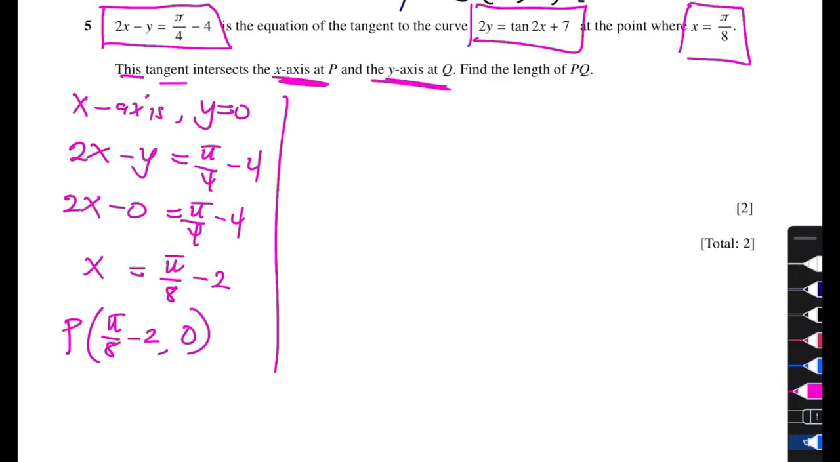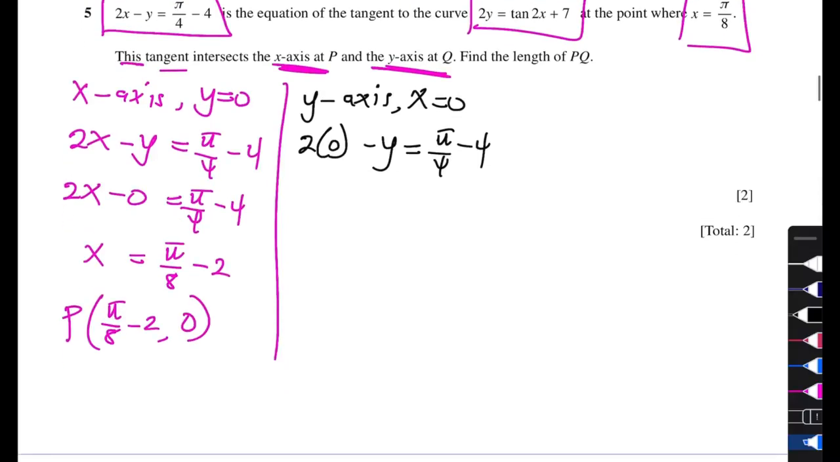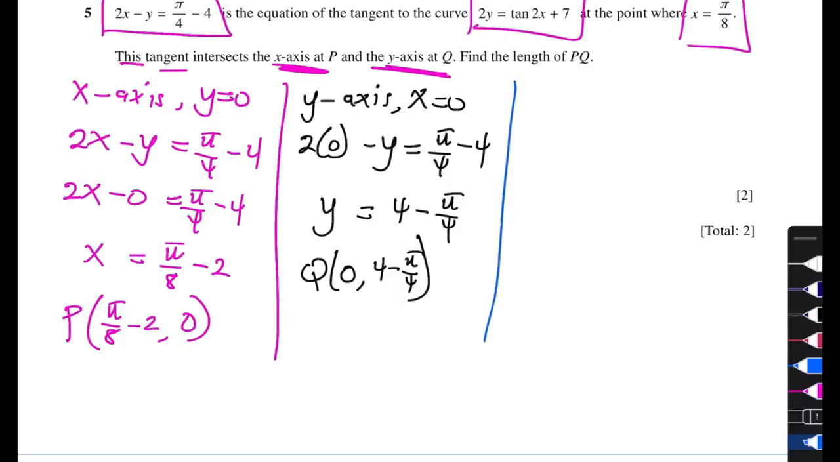And now, this tangent also meets the y-axis at Q. But what happens at the y-axis is x is 0. So you have 2x, so that's 2 into bracket 0, minus y is equal to pi on 4 minus 4. So basically you have y is equal to 4 minus pi on 4. All right, so point Q will give you 0 and then 4 minus pi on 4.